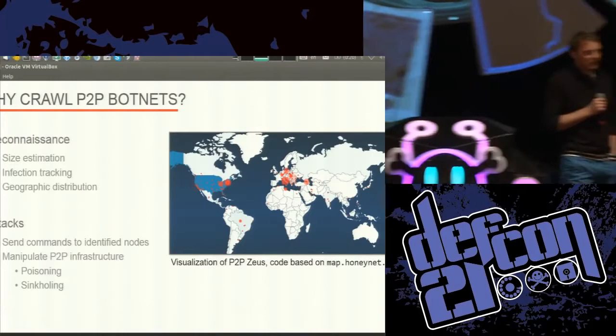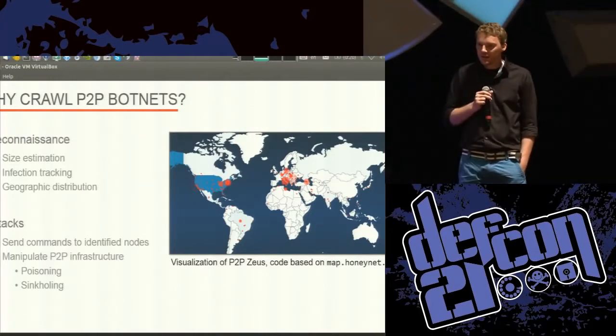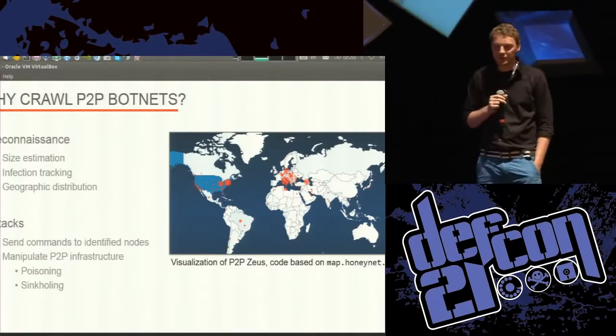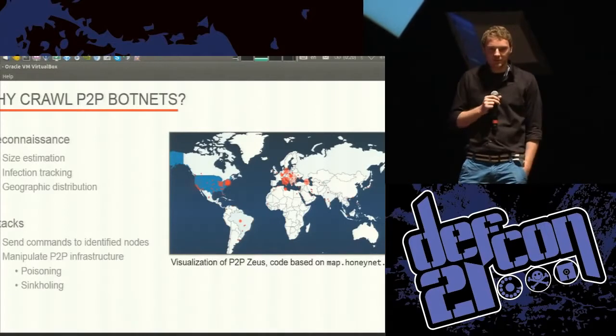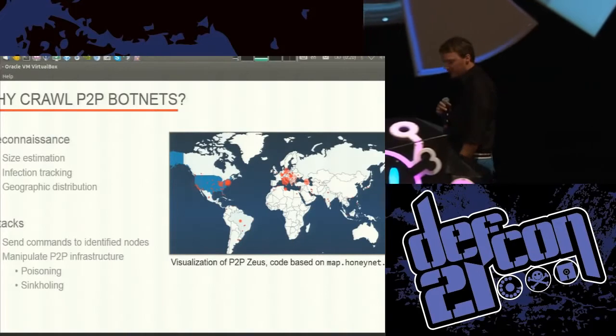Infection tracking is something that people are doing who want to remediate or kill these botnets. They want to learn about infected machines and then can report the IP addresses to, let's say, ISPs, who then pass the information on to their customers, and hopefully they clean up the machine so the botnet dies off.